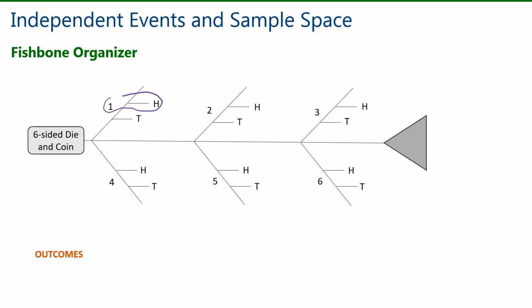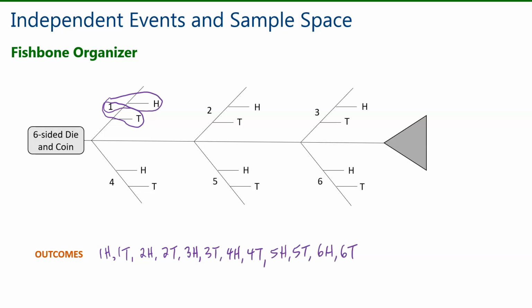Rolling a 1, flipping heads. Comma, rolling a 1, flipping tails. And proceed through all of our possible outcomes once again. 12 outcomes.